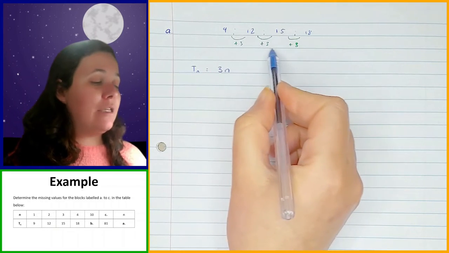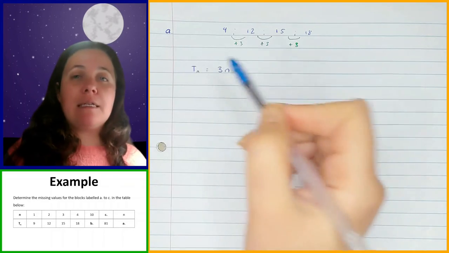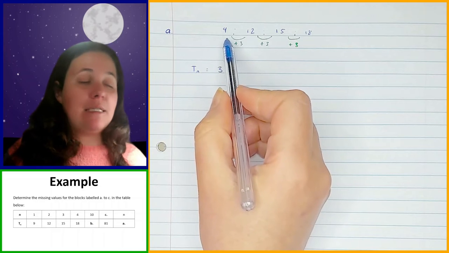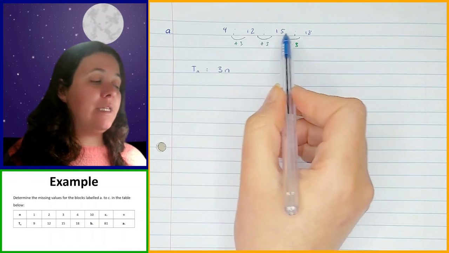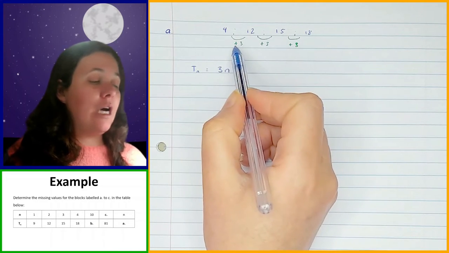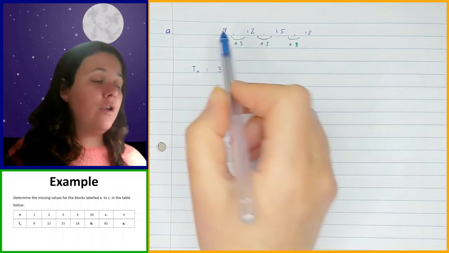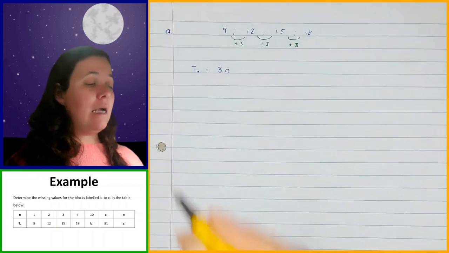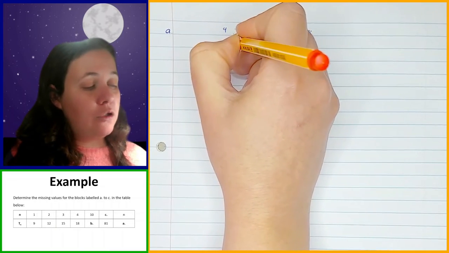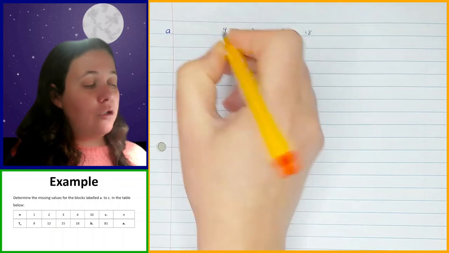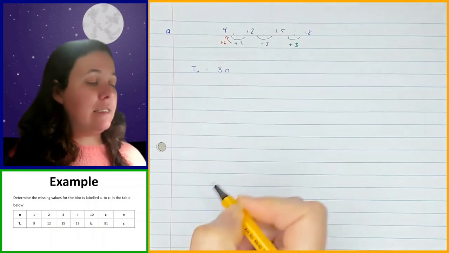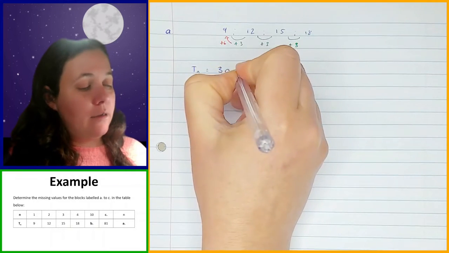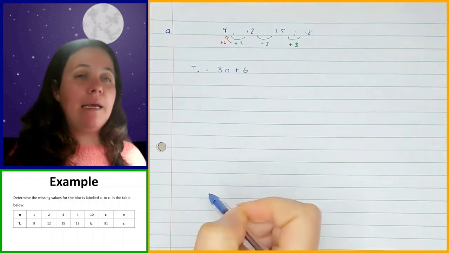Because if I just had 3n, my pattern would be 3, 6, 9, 12. I'll just be counting in 3s. But I don't have 3, 6, 9, 12. I've got 9, 12, 15, 18. So I need to know, how do I get from 3, 6, 9, 12 to 9, 12, 15, 18? I need to take the 3 and see, what must I do to go from 3 to 9? And that is, I need to plus 6. And that is what I'm going to have on the end of my rule over here. So Tn is 3n plus 6.